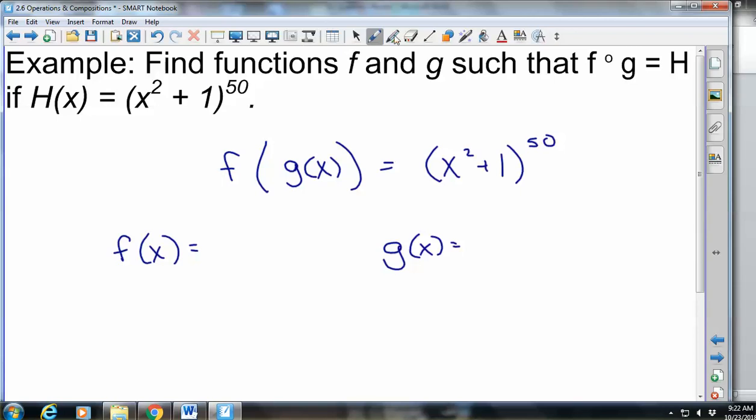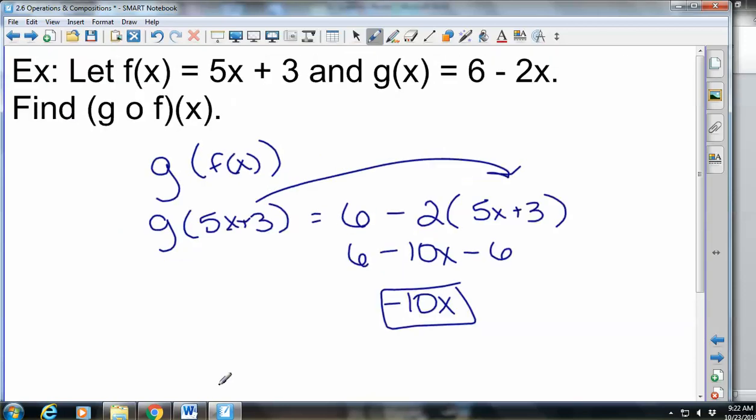Now, if you look at this, g of x is the inside. What's inside over here? X squared plus 1. That's your g of x. Okay, think about when you do compositions. On this problem, when I did g of 5x plus 3, I went to g and I replaced x with 5x plus 3. So if you are working backwards, if you took out this 5x plus 3, what goes back in its place?